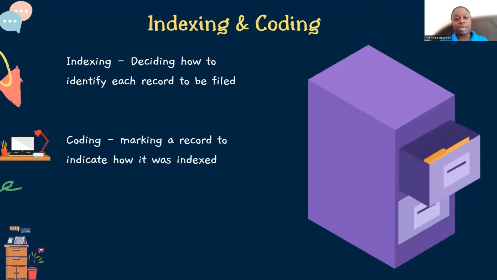That's pretty important because let's say the information mistakenly gets mixed up. If you mark on it and indicate where it's supposed to go, then it's easier to put it back and know exactly where it should be.